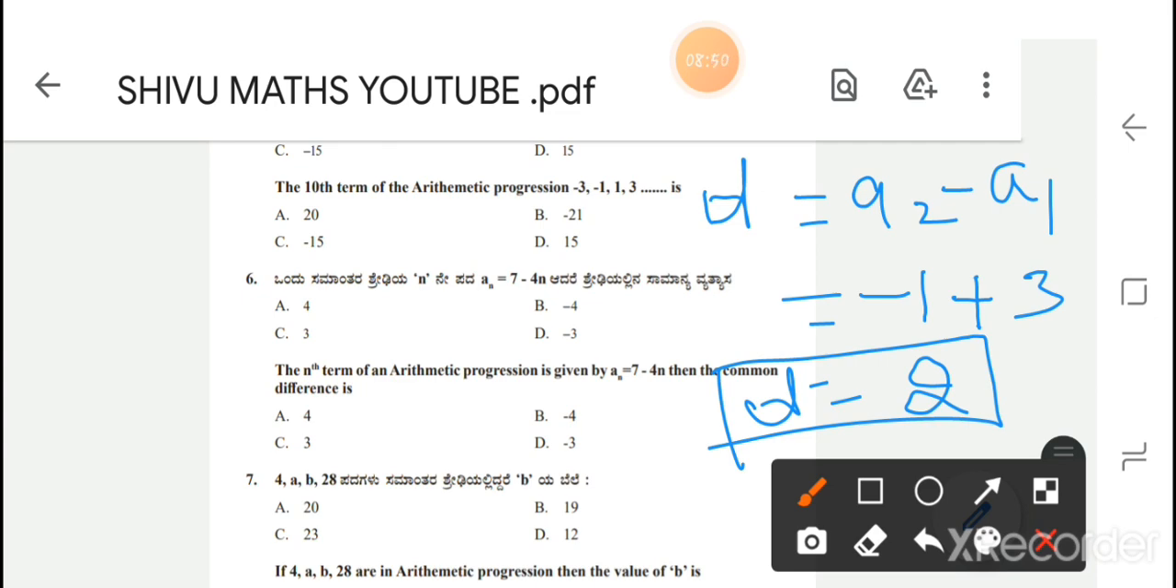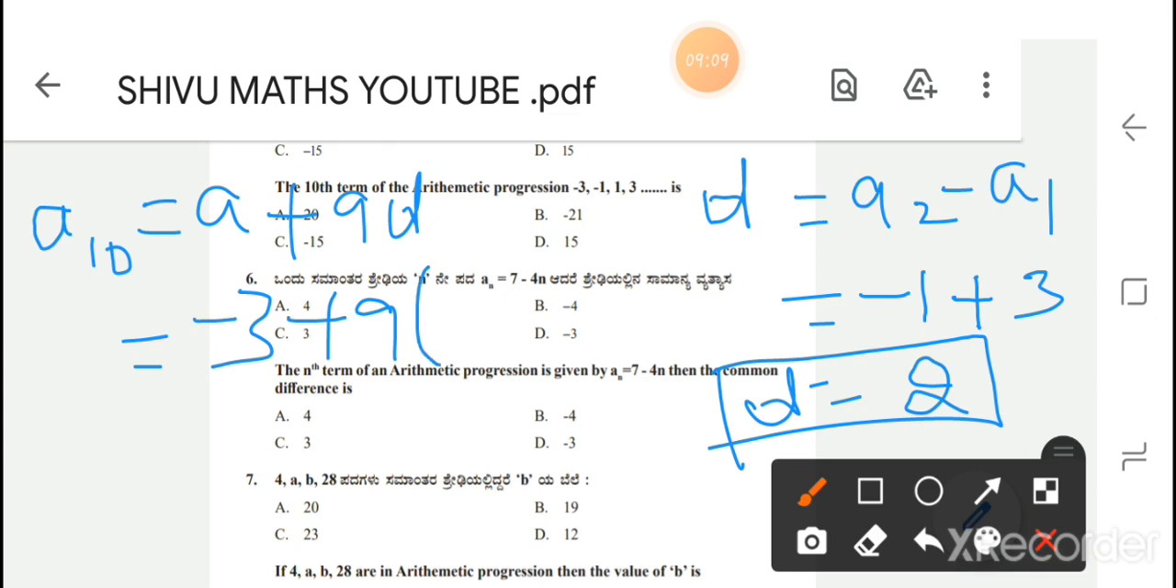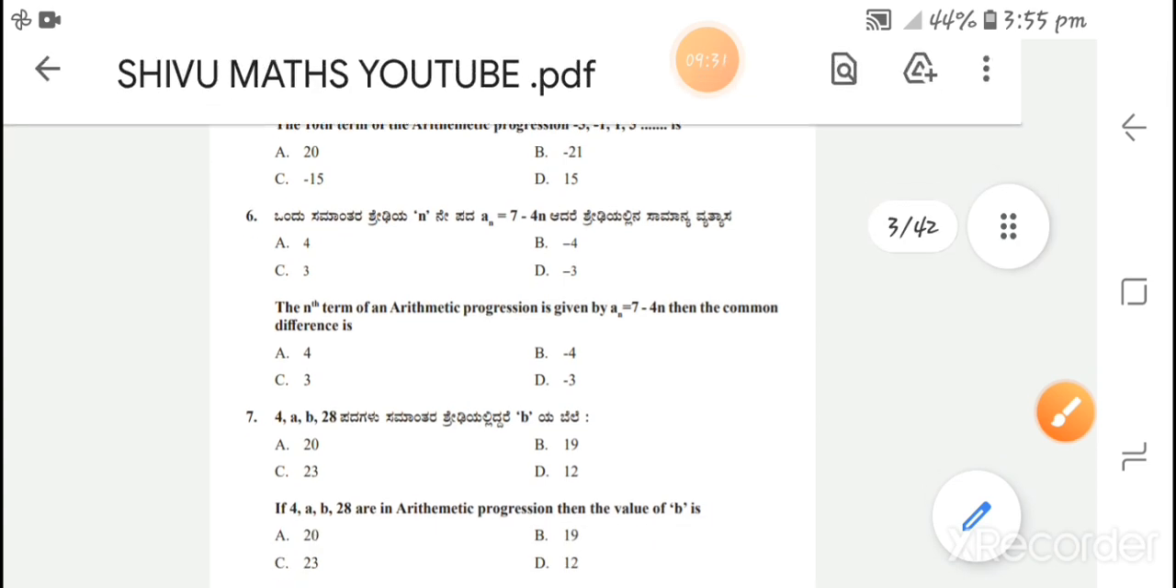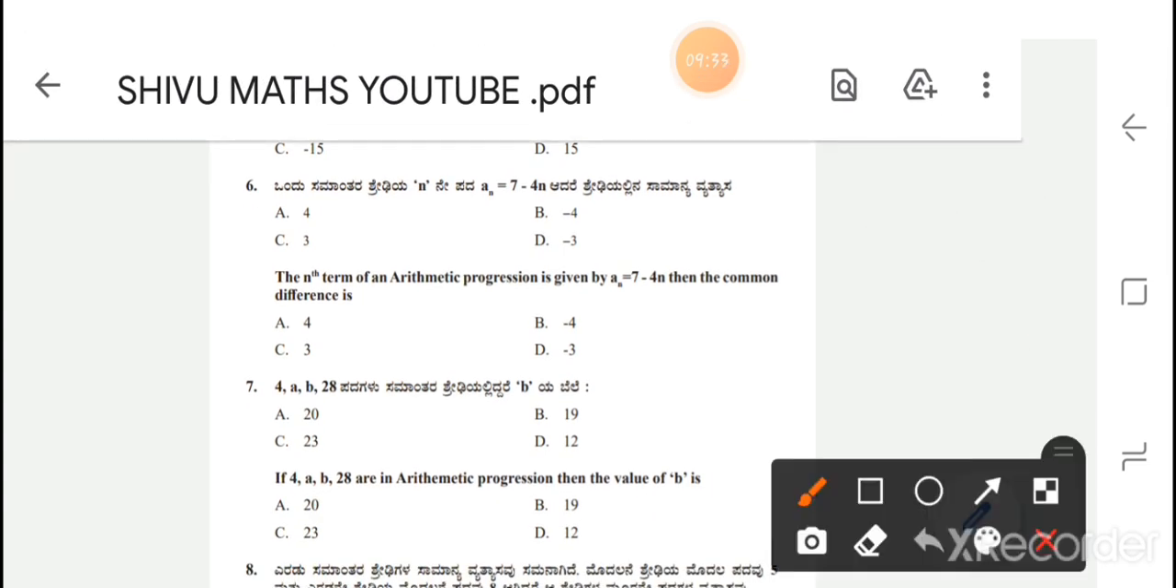Got it? D is plus 2. Means the arithmetic progression increases by 2 units. So that's why you need to take D is equal to 2. Then 10th term A10 is equal to what? A plus 9D. So A is minus 3, that is first term, plus 9 into D, that is 2. So 9 2s are 18 here, minus 3 as it is. Here we need to subtract, 18 minus 3 is 15, the greater number is plus sign, that's why plus 15 is the answer. Which is plus 15, option D is the right answer.